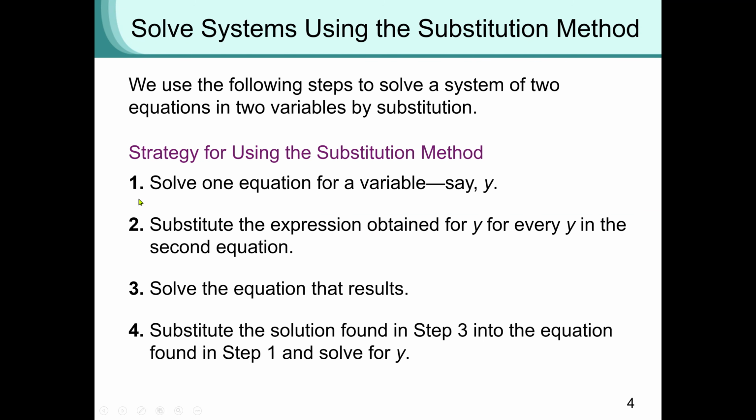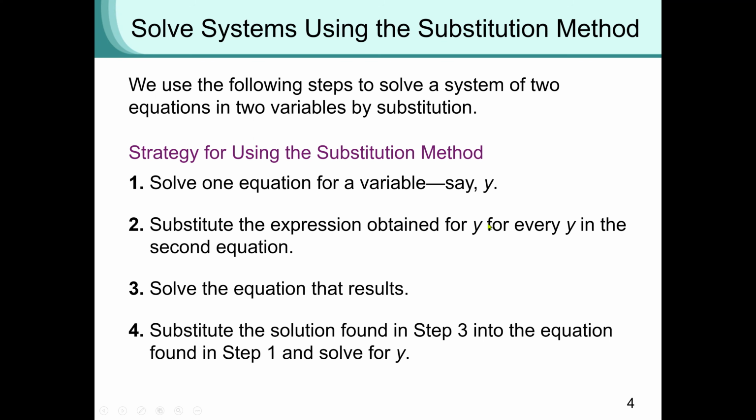So here we use the following steps to solve system of two equations in two variables by substitution. The first step, take one of the two equations and solve for one of the variables. Let's say in our equation, we have the variable x and y. So I can take the first equation or the second equation, and let's say I will solve for y. Now, when I solve for y from the first equation, next I'm going to take the second equation and anywhere I see y, I'm going to substitute the answer I have from the first equation. The answer will include x.